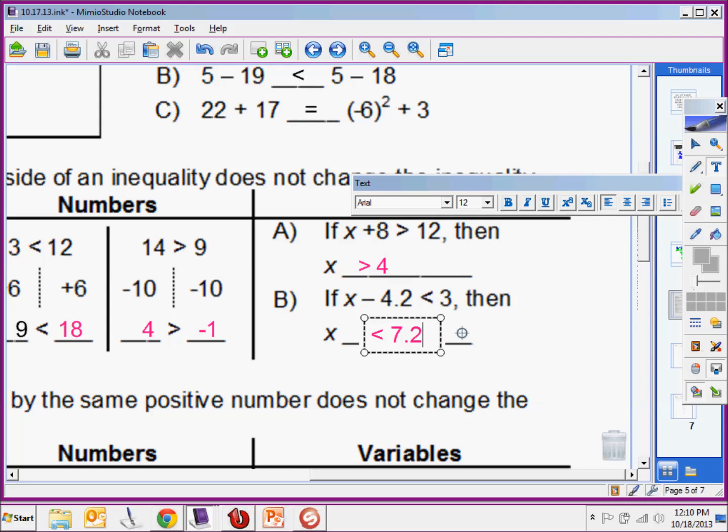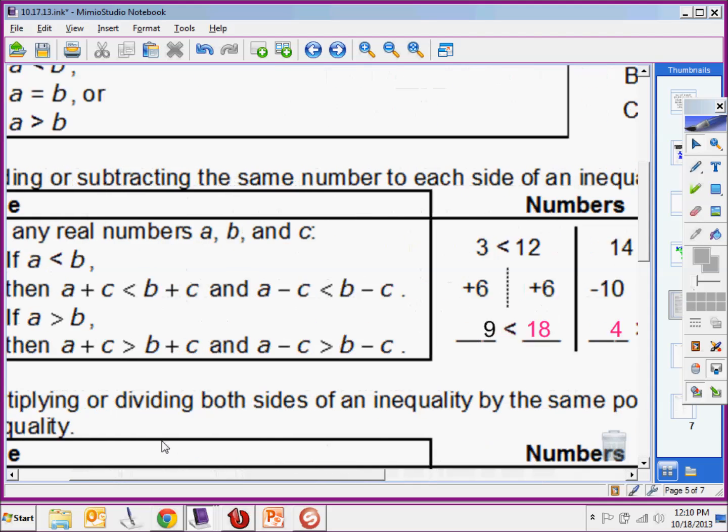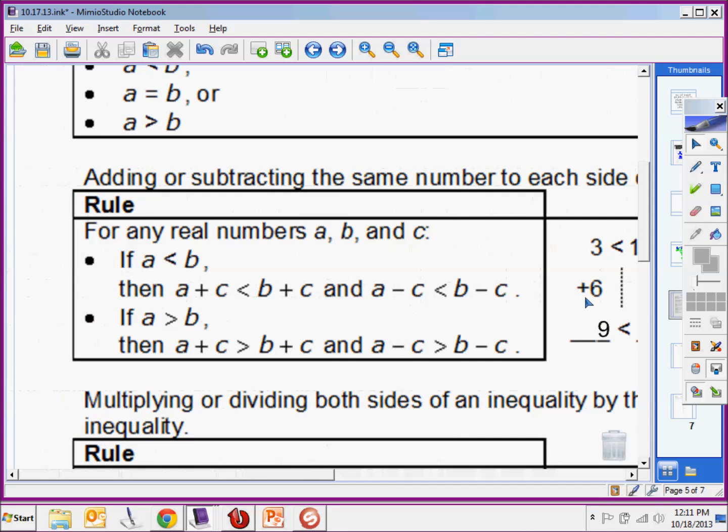How would I get x by itself? You add. So really we can just do that. But that's why you can do that. This is the reason behind why this works. Alright, so now we're going to talk about multiplying and dividing.